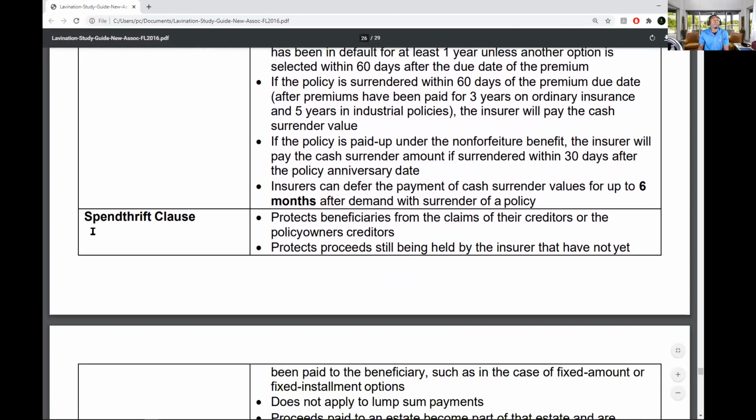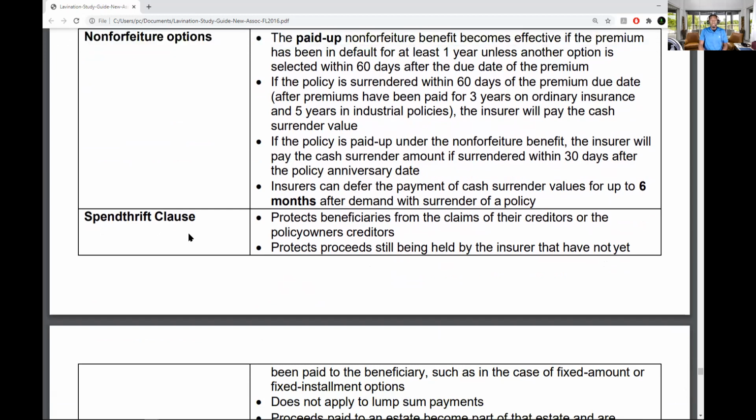Let's talk about the spendthrift clause. What is that? Same thing, there's protection. If you see spendthrift clause, think protection for beneficiaries. It protects beneficiaries from the claims of the policy owner's creditors.